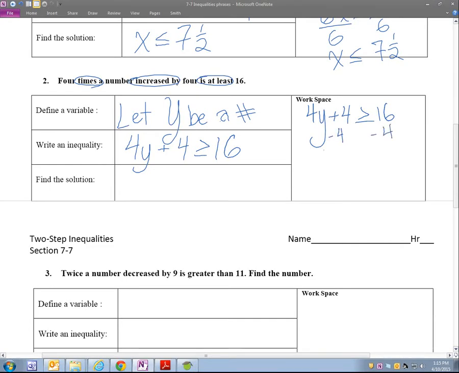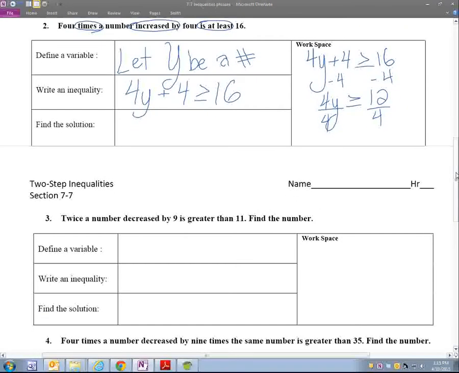Negative 4, 4y is greater than or equal to 12. 4 divided by... y, 4y. So I have y. Ew. Why am I having such a hard time writing y's? I don't know why. Y is greater than or equal to 3.